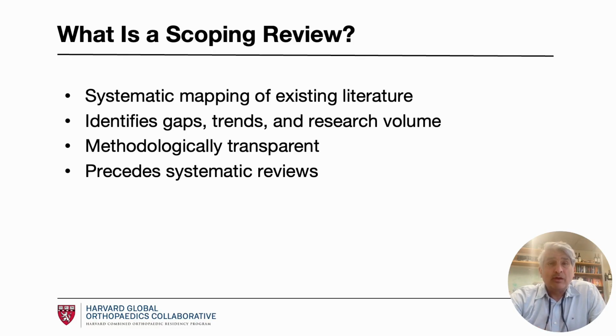Again, a scoping review is not an opinion. It's a structured mapping of a concept. So you go systematically, you map existing literature, you identify the gaps, the trends, and the research volume. And you're methodologically transparent, and this is the kind of thing that precedes a systematic review.